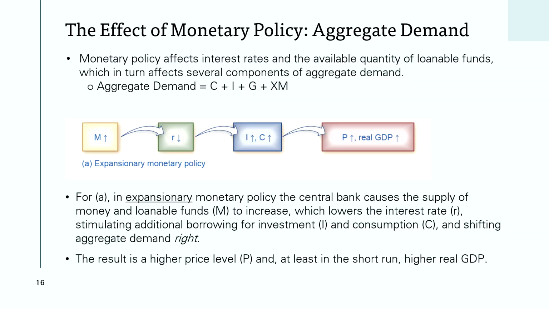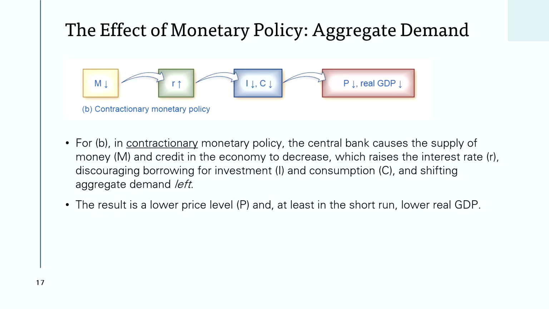Monetary policy affects aggregate demand by changing interest rates and the availability of credit. When the Fed increases the money supply through expansionary policy, interest rates fall. Lower interest rates encourage households to borrow for consumption and firms to borrow for investment. As borrowing rises, both consumption and investment increase, shifting aggregate demand to the right. This leads to a higher price level and higher real GDP in the short run.